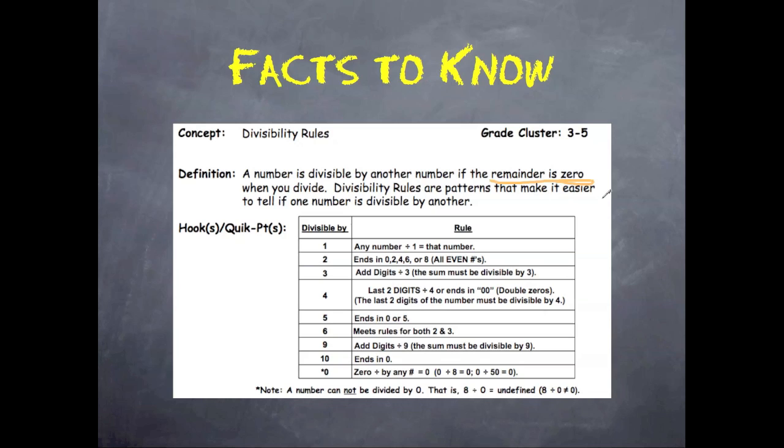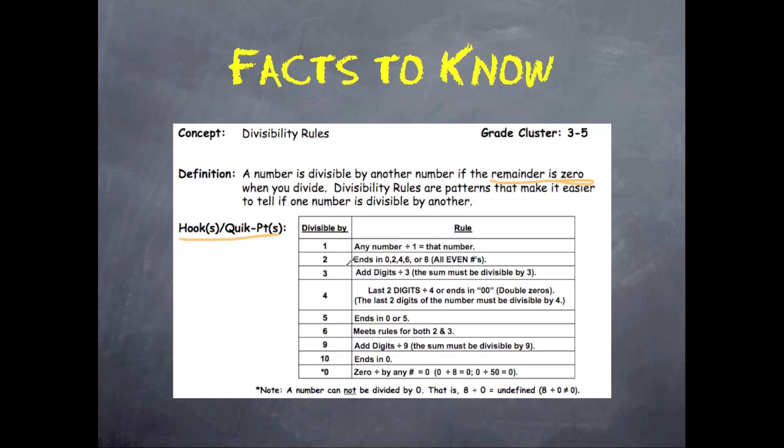Divisibility rules are patterns that make it easier to tell if one number is divisible by another. So basically, divisibility rules are rules for division. So our hook and quick point shows us the rules for telling if a number can be divided by 1, 2, 3, 4, 5, 6, 9, and 10. So the rule for 1 is that any number divided by 1 is equal to that number. So that means that all numbers can be divided by 1.